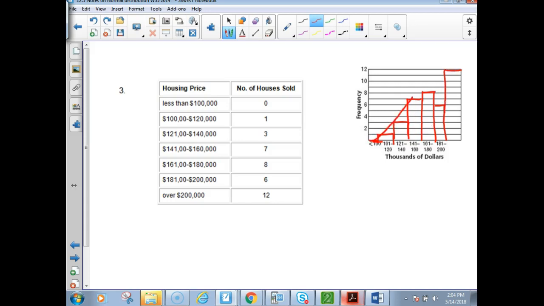Okay, so this is definitely skewed. It's negatively skewed, or skewed left.